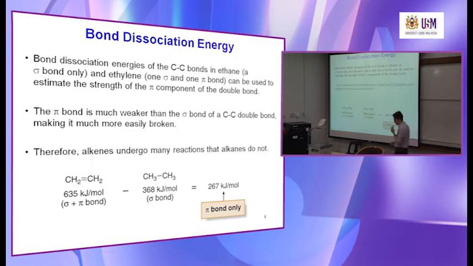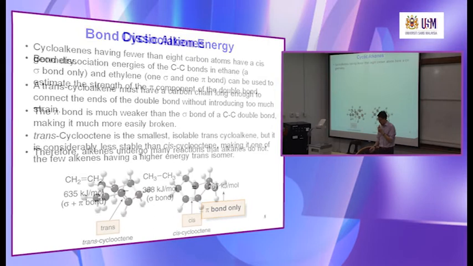Okay, very straightforward. So the pi bond is much weaker than the sigma bond. As you can see, the pi bond is only 267 kilojoule per mole. Therefore, alkane is more stable than alkene because the pi bond in the alkene is weaker. Okay, so it's easier to undergo reaction. Already said that. Okay, how about cyclic alkene?